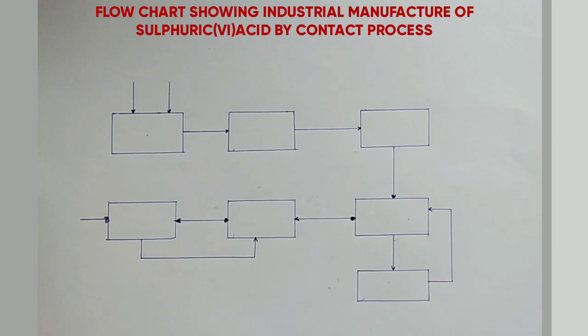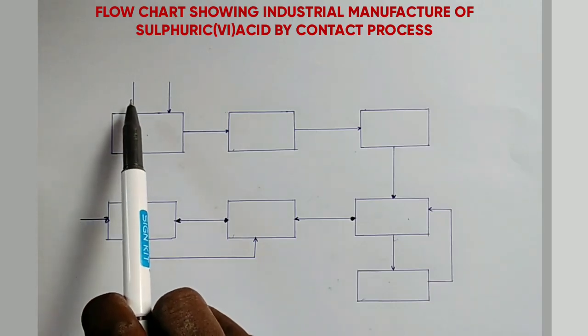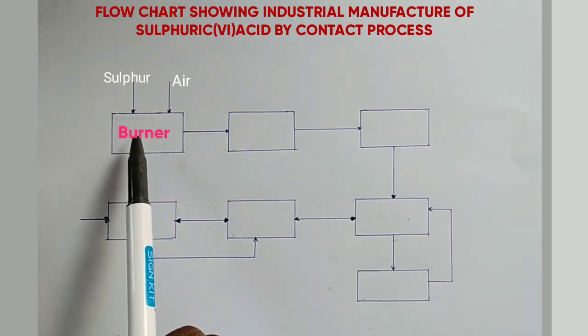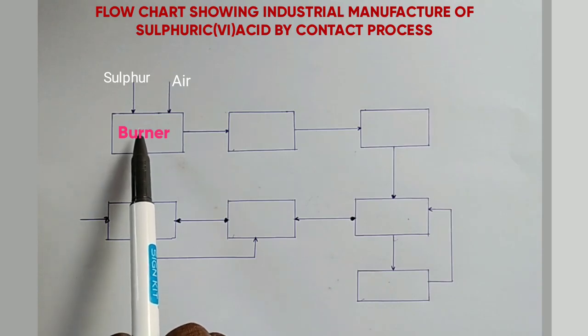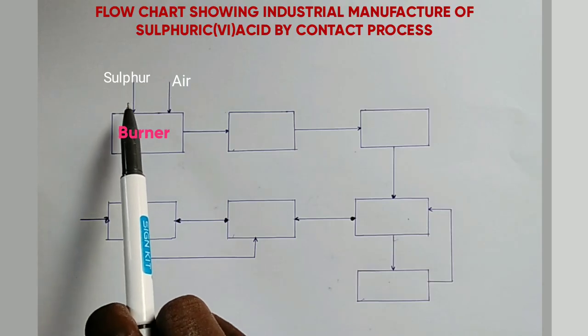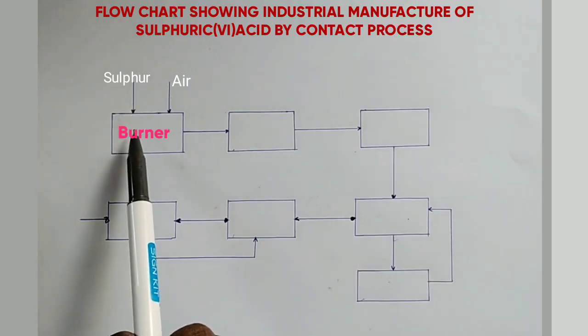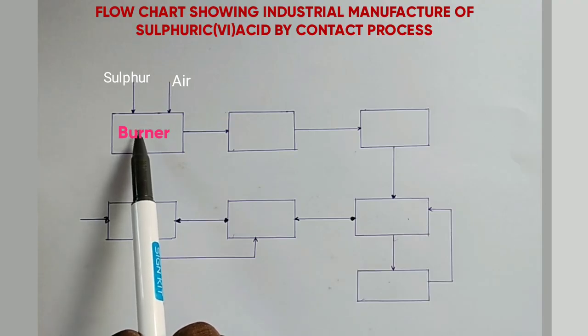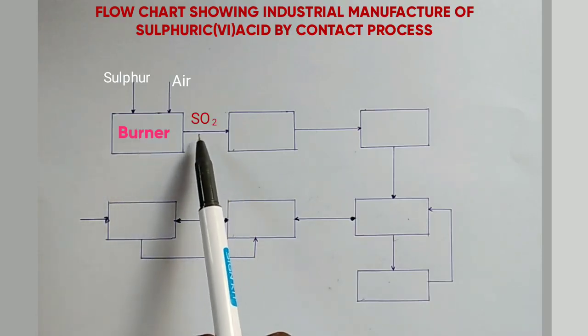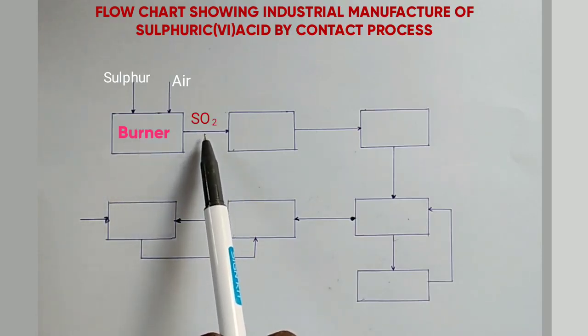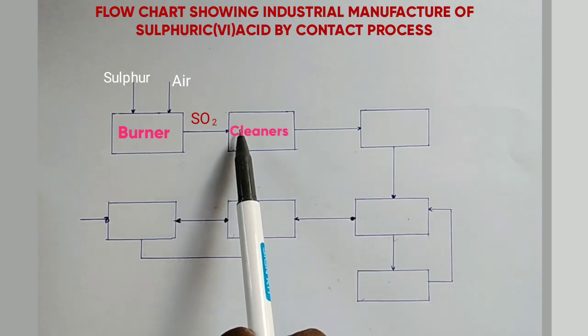Industrial manufacture of sulfuric acid, that is, by the contact process. The raw materials, which are sulfur and air, enter the burner. In the burner, sulfur reacts with oxygen to form sulfur dioxide. We can also have metal sulfide, e.g. zinc sulfide, which reacts with oxygen in the burner to form zinc oxide and sulfur dioxide. So the sulfur dioxide and air mixture is pumped into the cleaners, which remove dust particles.